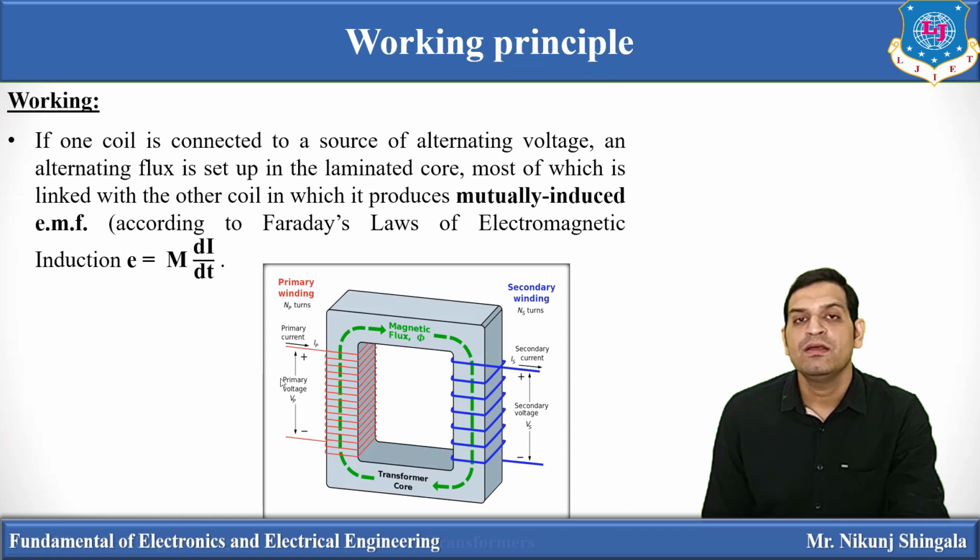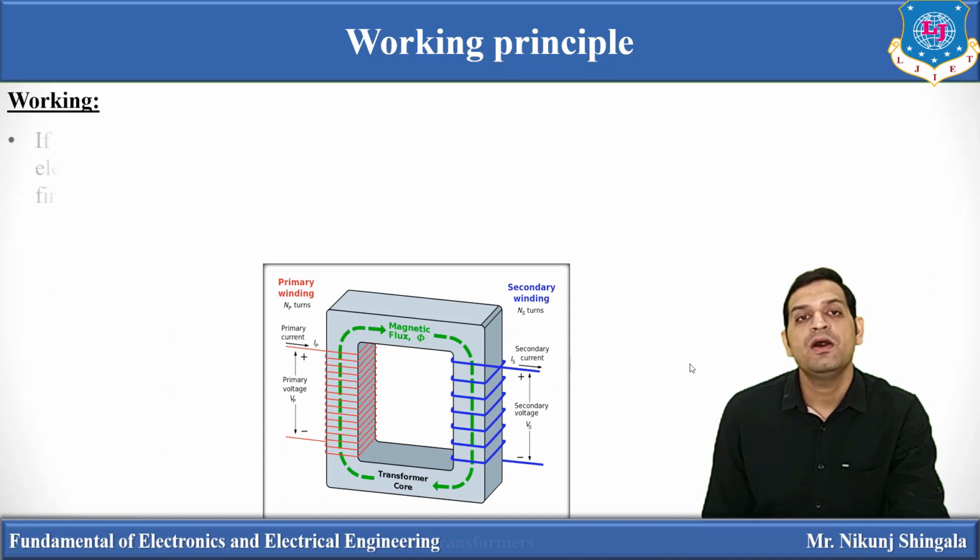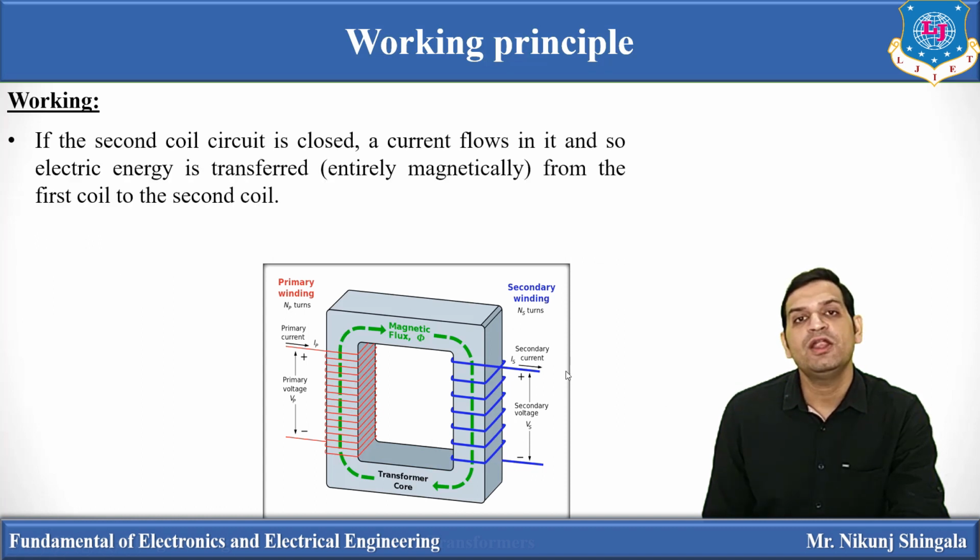So we are connecting alternating voltage in one coil, and EMF gets induced in the other coil. Now if the second coil is connected to some load, so the circuit is closed, then current will start to flow in the second coil. So we can say both coils are not electrically connected but are magnetically coupled. One coil is connected to the alternating voltage and current flows in the second coil. So energy is transferred from one circuit to the other circuit, and that's why the name given is transformer.